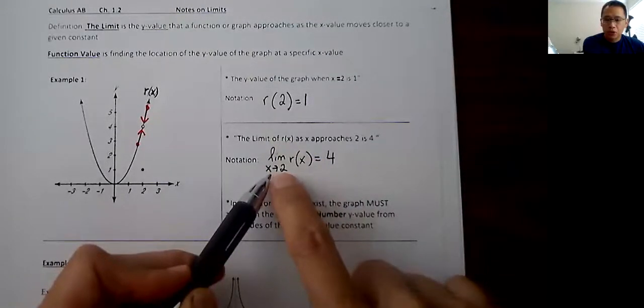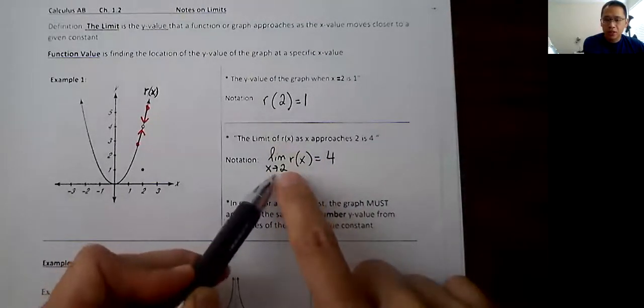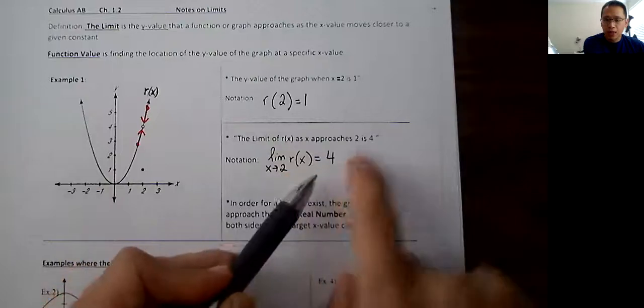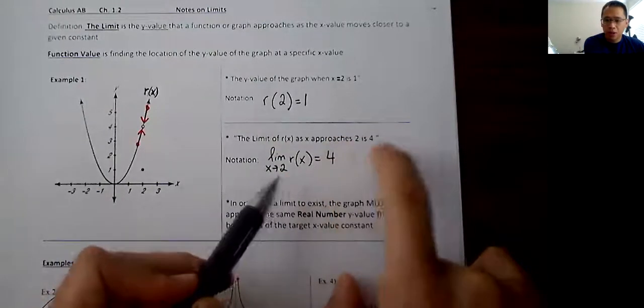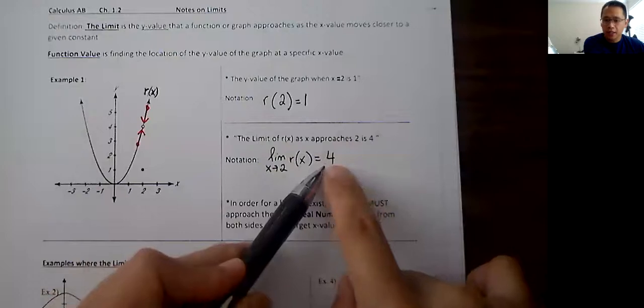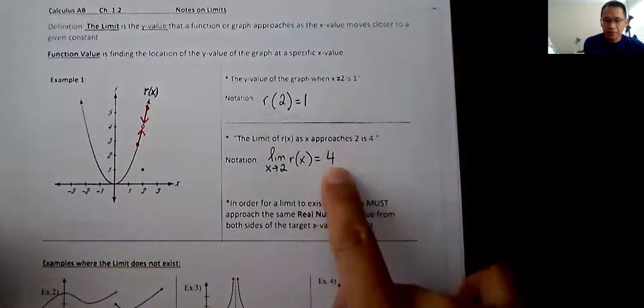The approach, the x value destination that we're moving towards is here, and then the y value, where the consistent y value approach from both sides sits, is in this location.